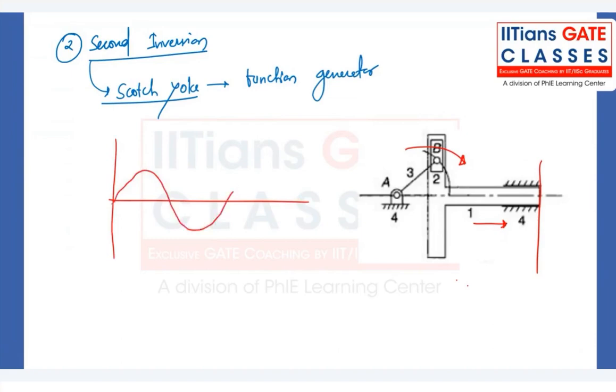So basically, let's assume the situation where this block is here. Okay, some kind of this kind of situation. The situation is here, angle is 0.